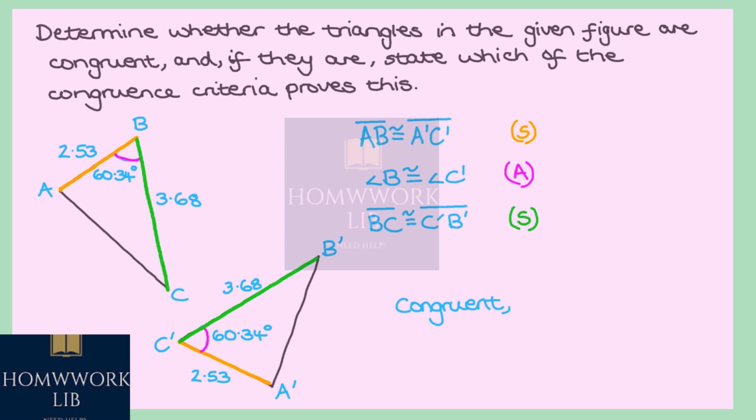By looking at the letters in brackets, we can see which congruence criteria we've used. Side, angle, side is the SAS congruency criteria. So our answer to the problem is that yes, these two triangles are congruent, and the congruency criteria used to prove this is the side, angle, side criteria.